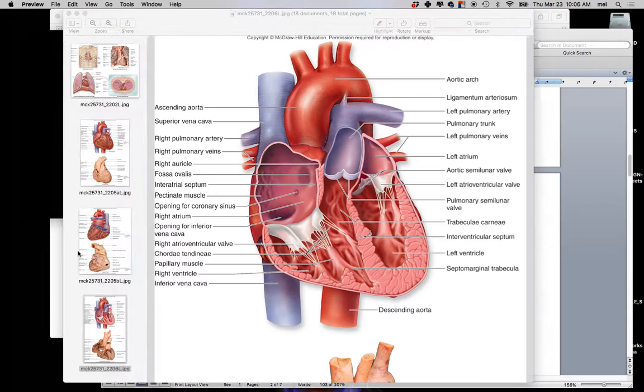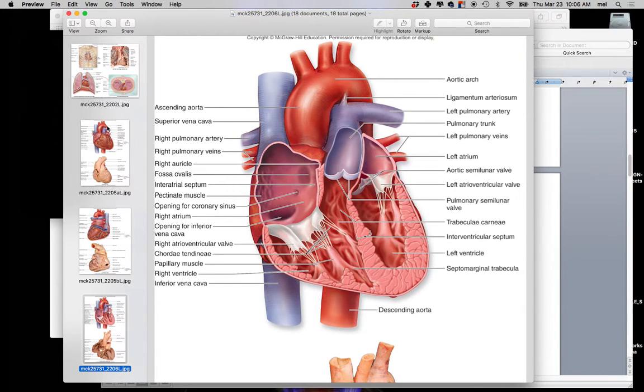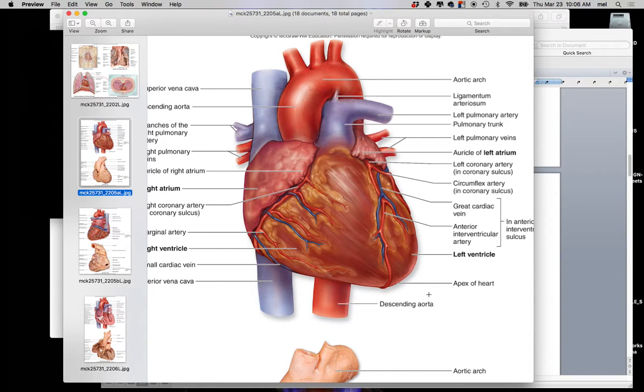So, stuff you already know, but I feel like I have to say out loud. These are atria and these are ventricles.